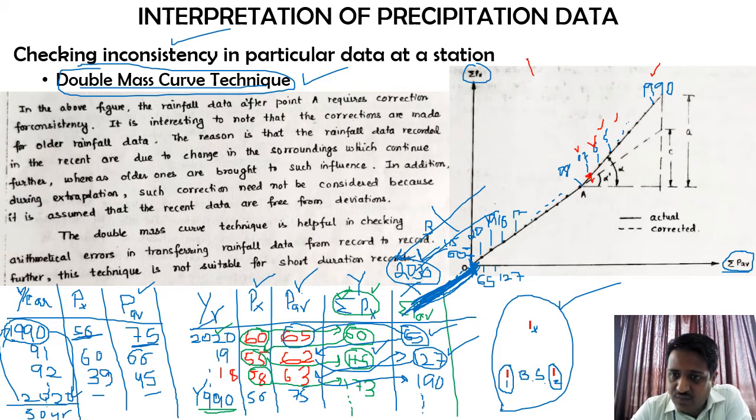If you remember, we had the formula PCX equals C divided by A into the value of Px. This was the formula we have seen. So what does this C by A indicate? For this C by A, you can take the slope anywhere from 2008 till 1990.